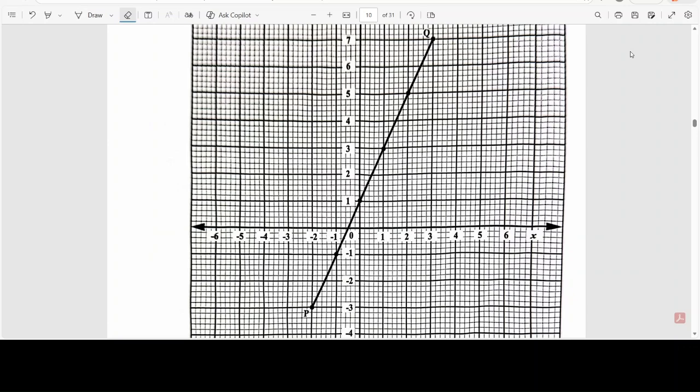So this is May, June 2025, right? The graph below shows the straight line PQ. So we have a graph showing us the line PQ. First question is find the gradient of PQ. How are we going to do that?